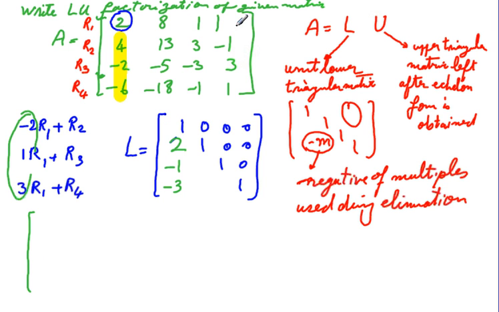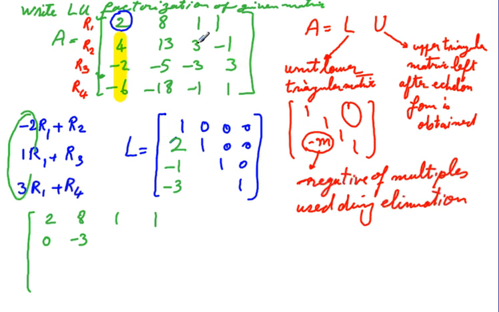So you help me out doing this. So I have 2, 8, 1, 1. Minus twice that is added to this, so I get a 0. What do I get here? Minus twice the first row plus the second row. Negative 3. Does anybody see any mistakes or errors here or any questions?